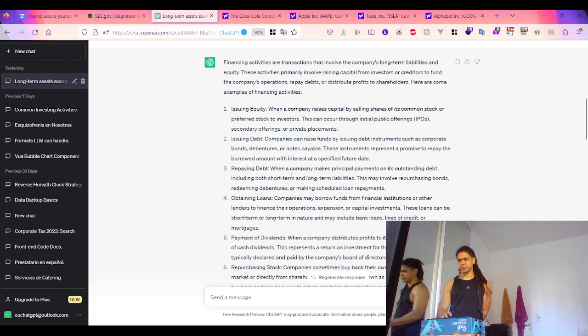Financial activities are transactions that involve the company's long-term liabilities and equity. Long-term liabilities, examples of this, you know, examples.